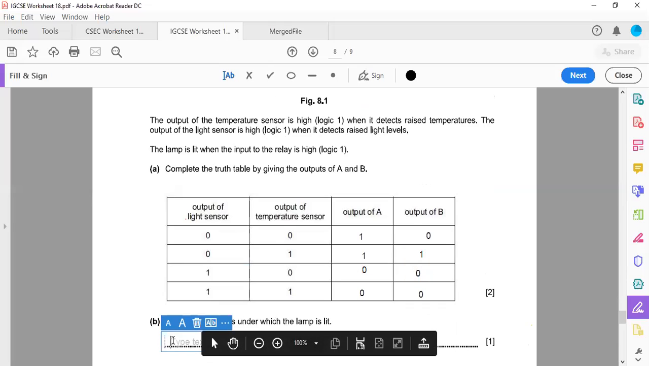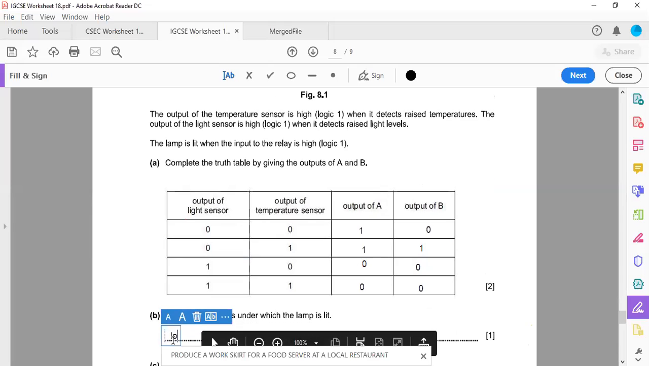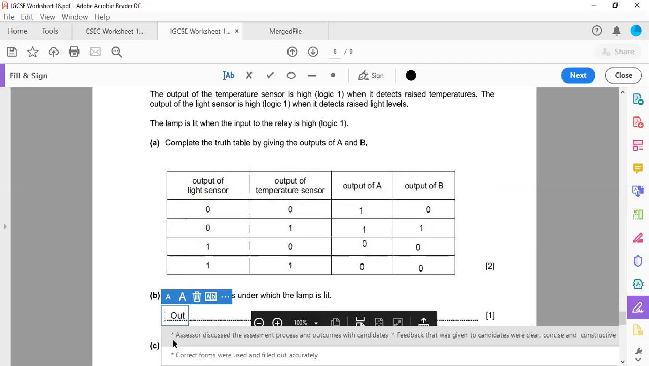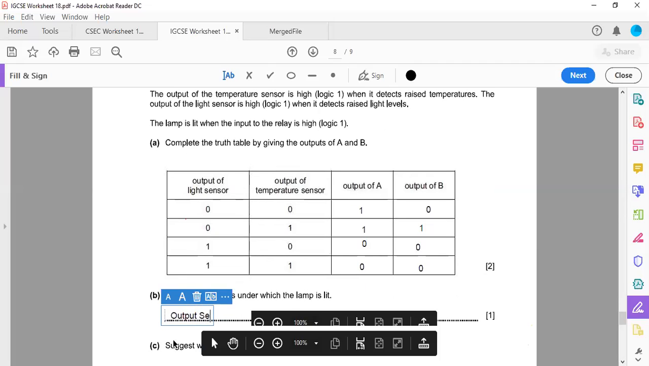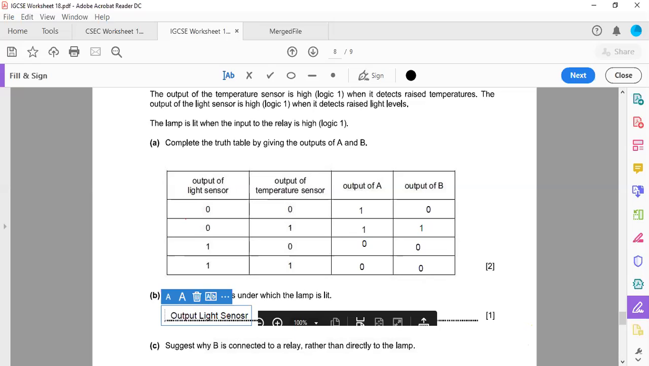So you're going to have a low level of light. Or you can put it as: output of the light sensor is low, because it must be 0. Good.